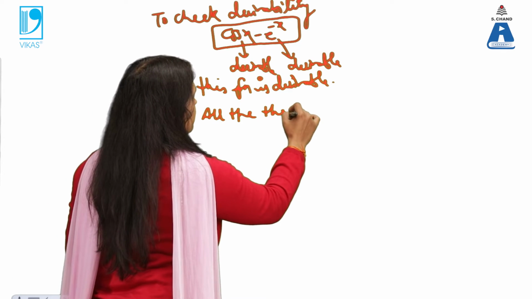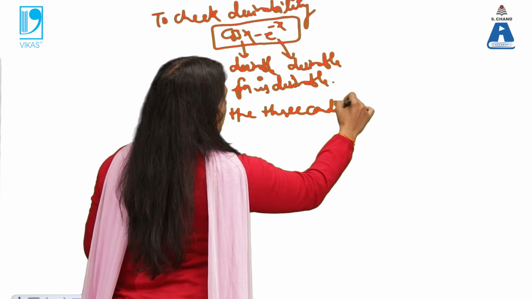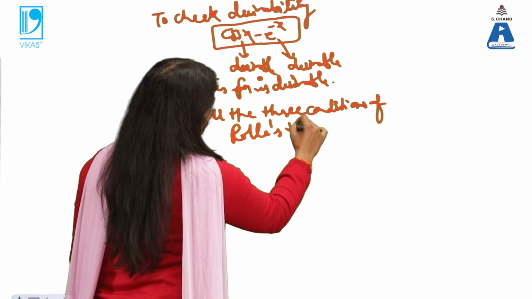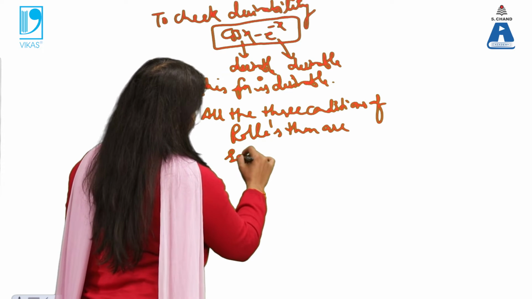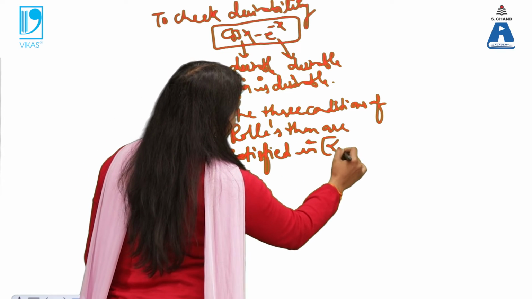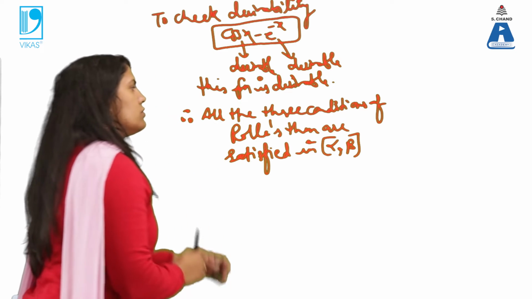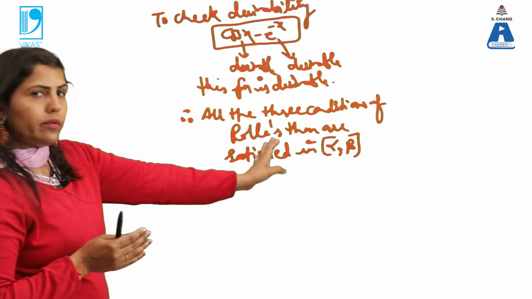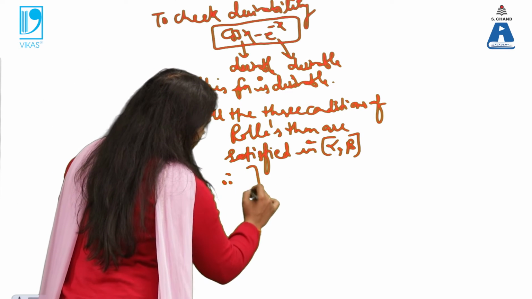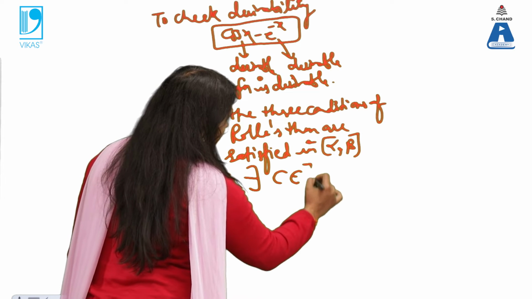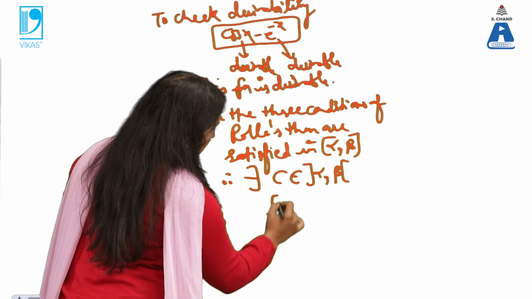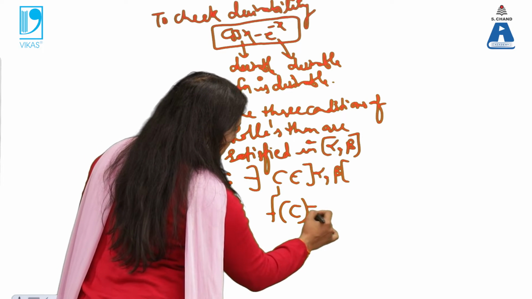All the three conditions of Rolle's theorem are satisfied, and in which interval? In the interval alpha beta, because at the corner points the values f alpha and f beta were the same. It means in this question alpha beta will be the interval. Therefore there must exist some c in the open interval alpha beta such that the derivative of the function at c will be 0.